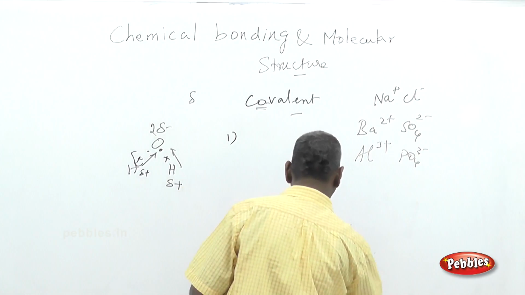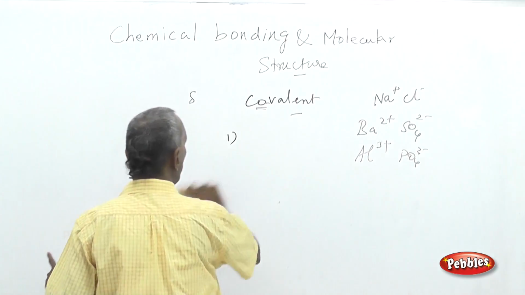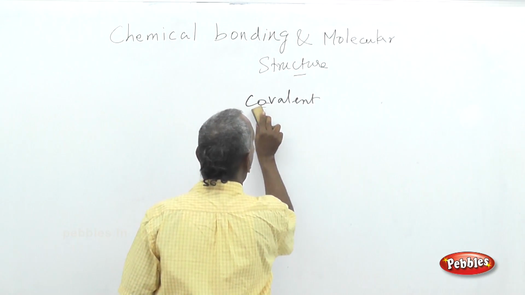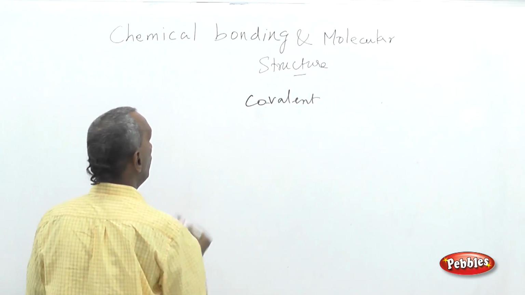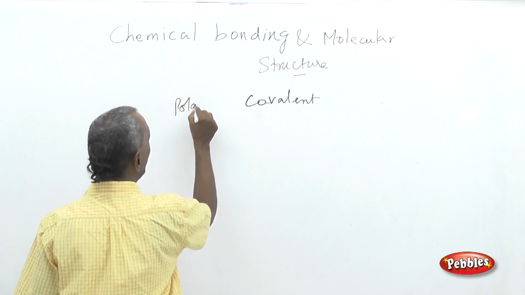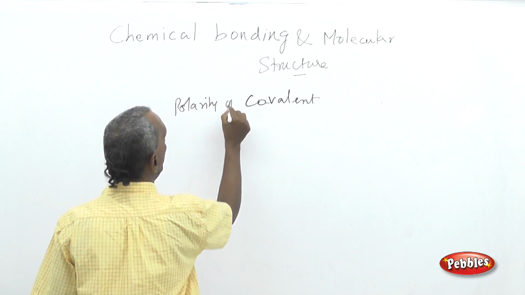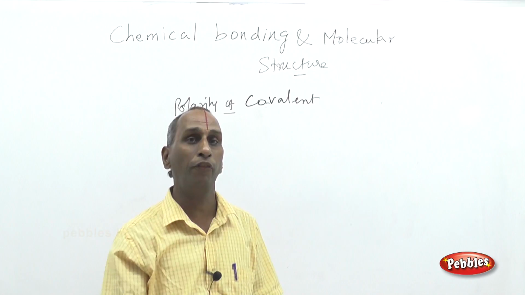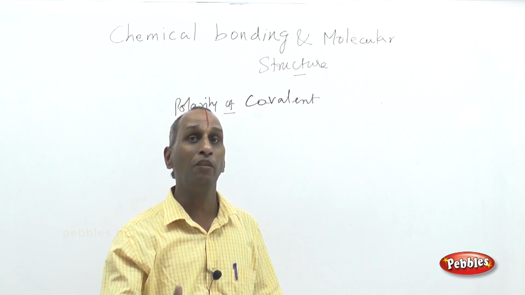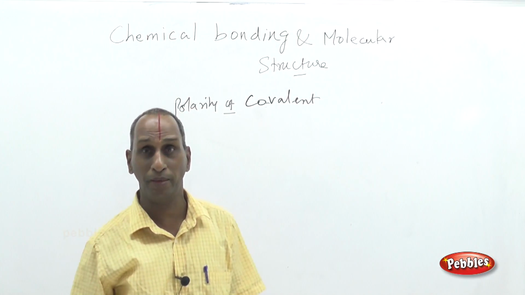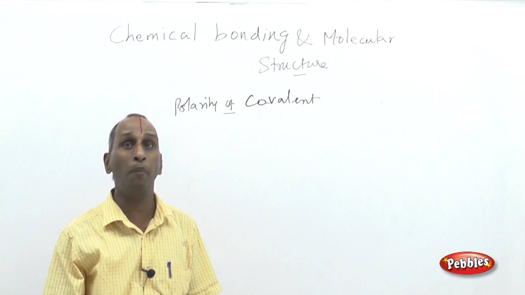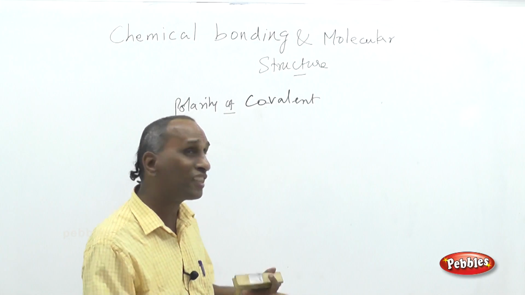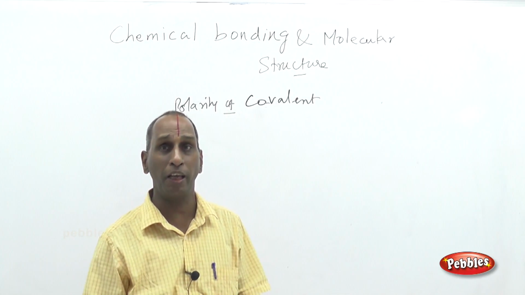So in the case of a covalent bond, because of the difference in electronegativity, there is a phenomenon called polarity of a covalent bond. What is the significance? Why do we have to discuss polarity of a covalent bond? Some ionic compounds will behave like covalent compounds in some places, and some covalent compounds will behave like ionic compounds. That is why there is partial covalent character and partial ionic character.